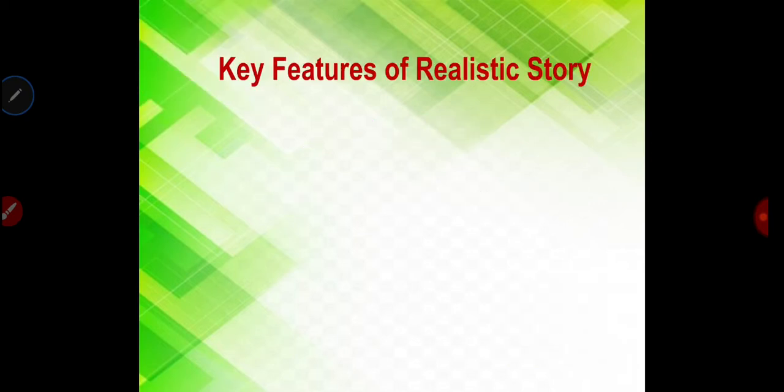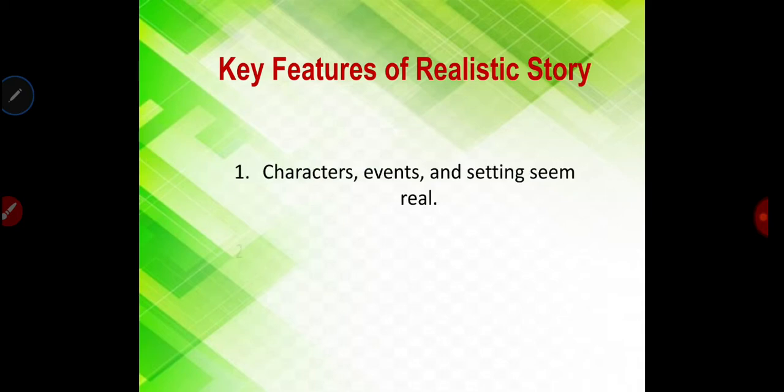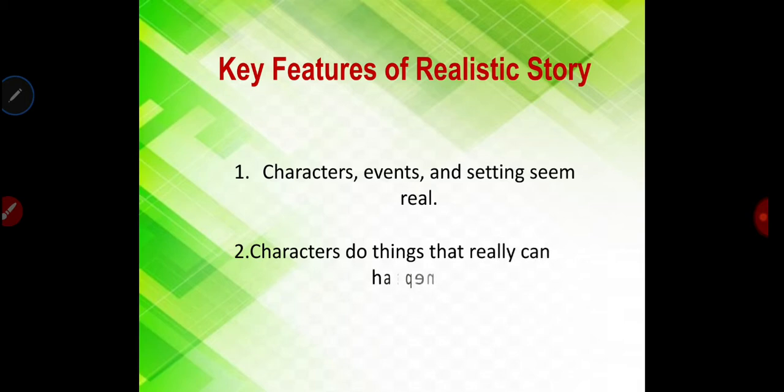So what are the key features of a realistic story? First is characters, events, and settings seem real. Again, characters, events, and setting or place are real. Number two, characters do things that really can happen.